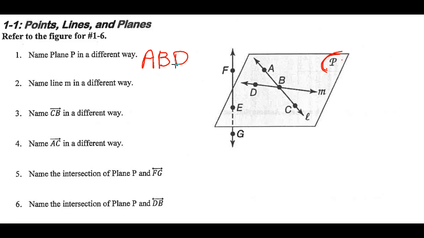And don't forget to notice here that this is line M, right? And this is line L. I can use 2 letters to signify a line, or I can use a lowercase script letter. So for a plane, I can use 3 points, or I can use that capital script letter as well. Next we want to name line M in a different way. Remember, we started with points, and then we graduated to lines, and you need 2 points to name a line.